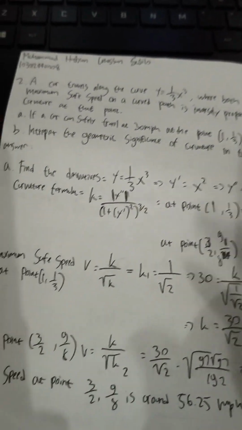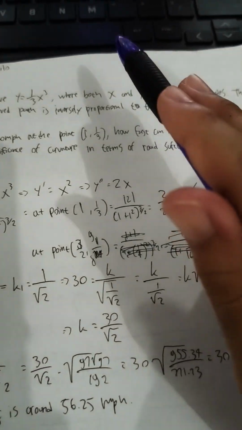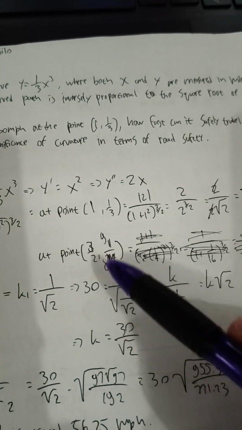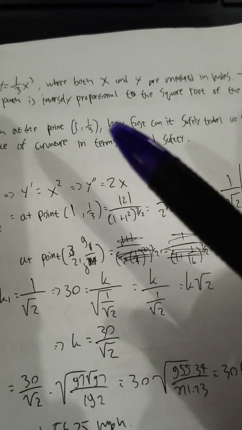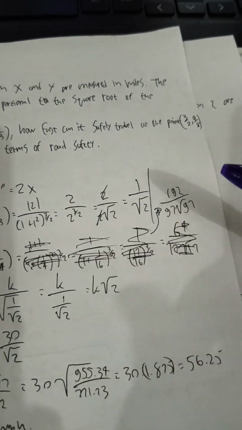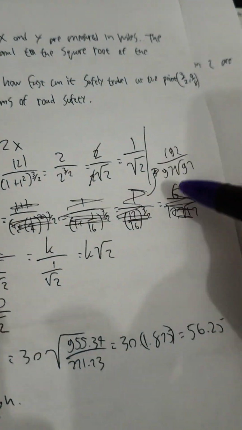Now we apply the formula at two points: first the point (1, 1/3), and second the point (3/2, 9/8). Don't ask, I had to use a second paper. I'm not making another paper, so I calculated it on another paper.